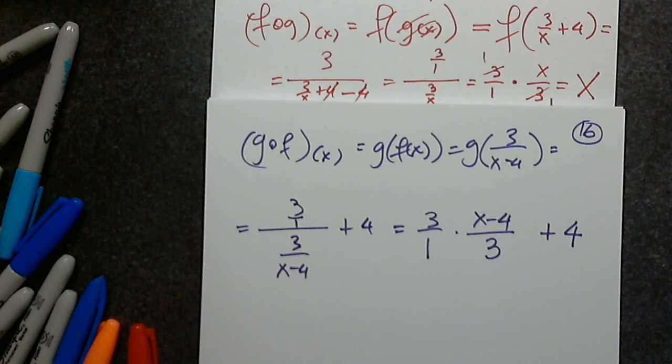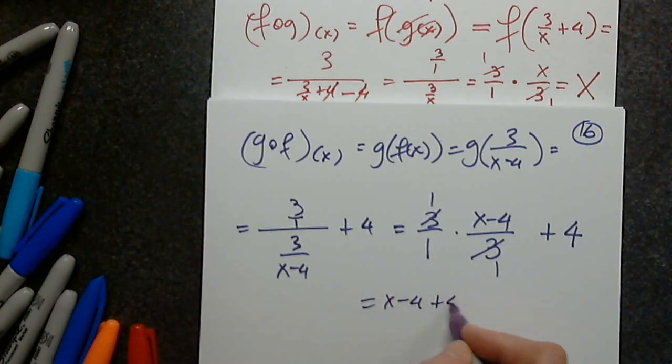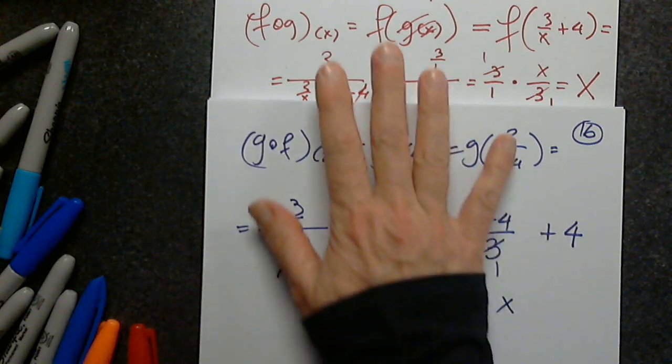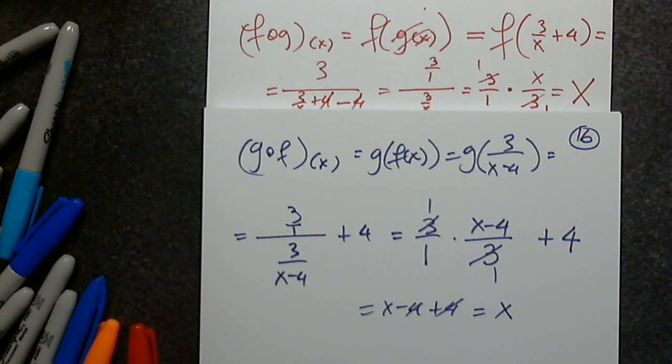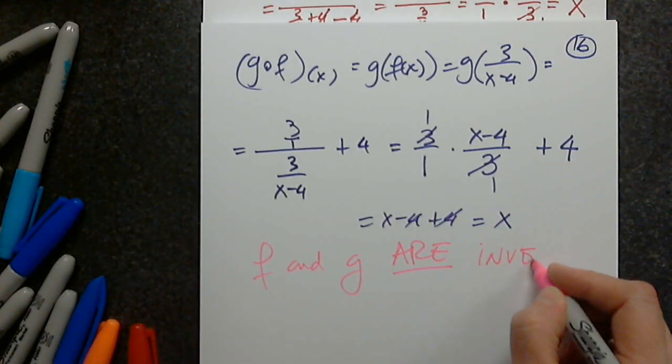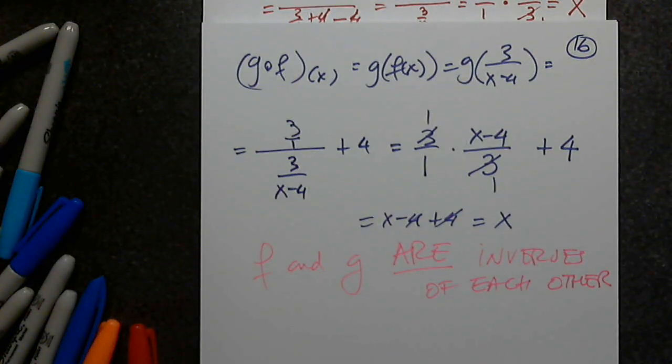Any questions so far? Okay, so obviously I will not ever multiply, I will first simplify. And then I get that x minus 4 plus 4 is indeed x, which I knew. Once this one is x, unless I made an error, of course, the other one has to equal x for sure. But now the question is, what do I write? Are they or are they not inverses of each other? Yes. So f and g are inverses of each other. Indeed.